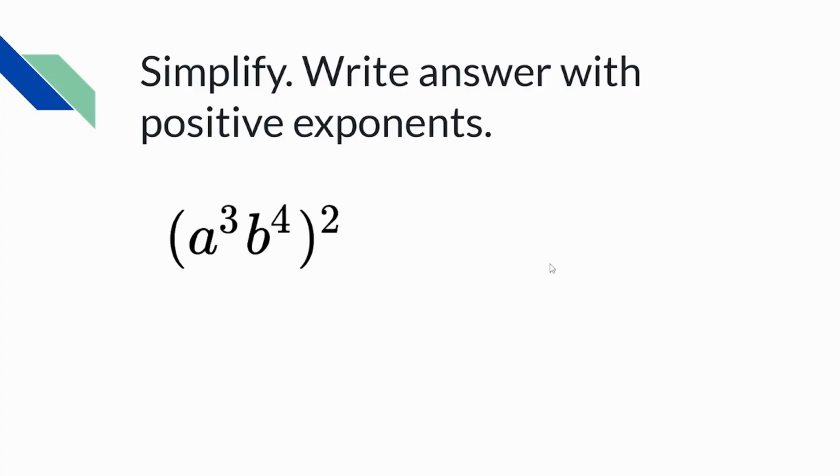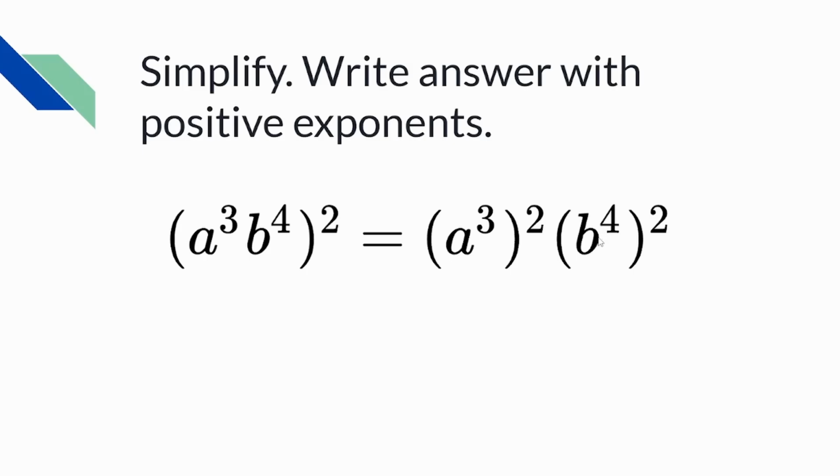Here I have a cubed times b to the 4th, whole thing being squared. Look at what I have in the parentheses here. I have something times something. I have a cubed times b to the 4th. There's an exponent rule that says I can take this power and apply it to each piece of the product. So I'm going to take this 2 and apply it to a cubed, and I'm going to also apply it to b to the 4th.